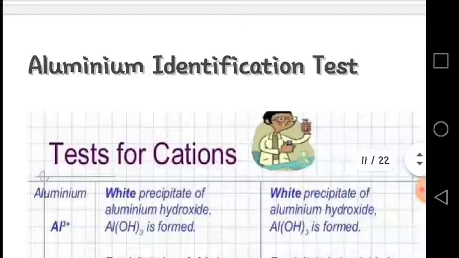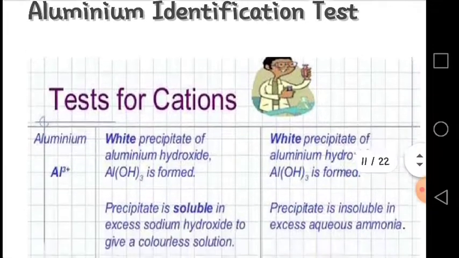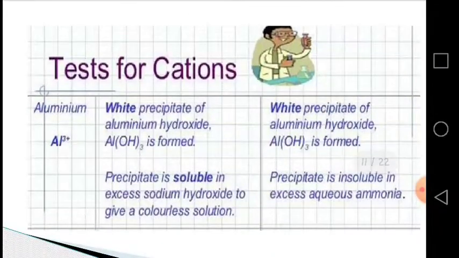Now the aluminum identification test. Dear students, aluminium forms white precipitates of aluminum hydroxide when it reacts with sodium hydroxide, and these precipitates are soluble in excess of sodium hydroxide to give a colorless solution. Aluminum solution also forms white precipitates of aluminum hydroxide when it reacts with aqueous ammonia, and these precipitates are insoluble in excess of aqueous ammonia.